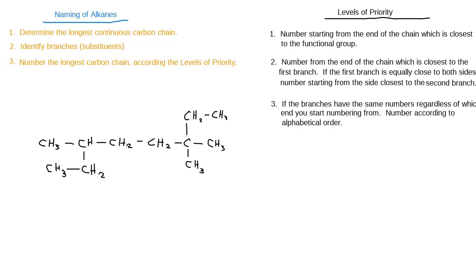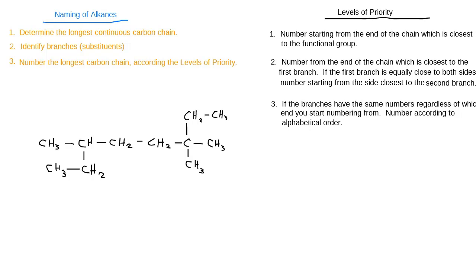So what's the longest continuous carbon chain? How many carbons are in the longest chain here? For me, so far, it appears to be 7. Okay. So that's not quite correct. Can you see where you might have missed one? Go ahead and circle what you see as the longest chain. You can write on the whiteboard as well.